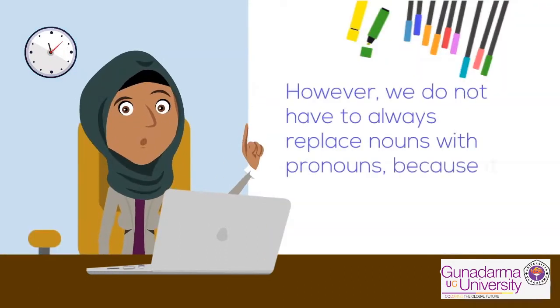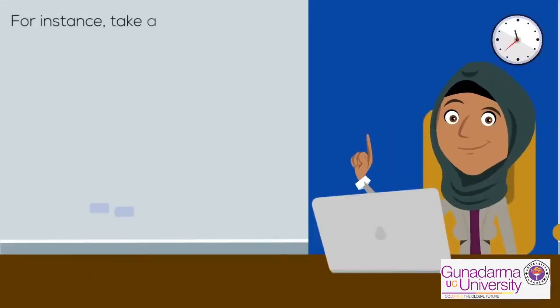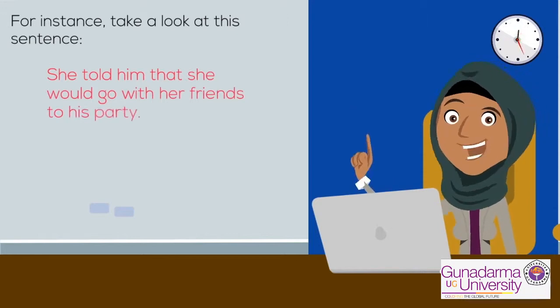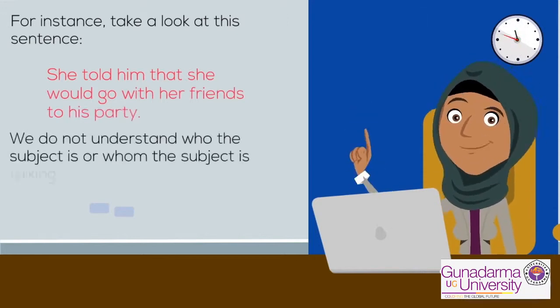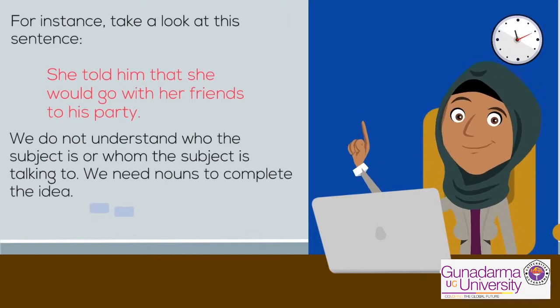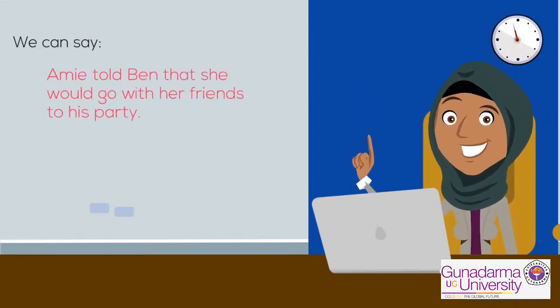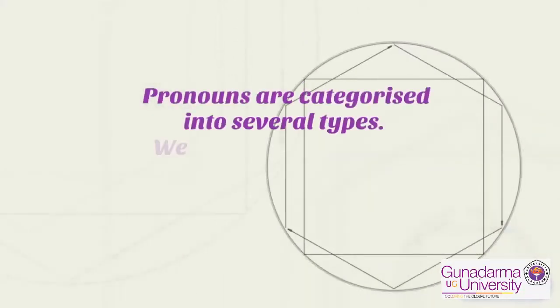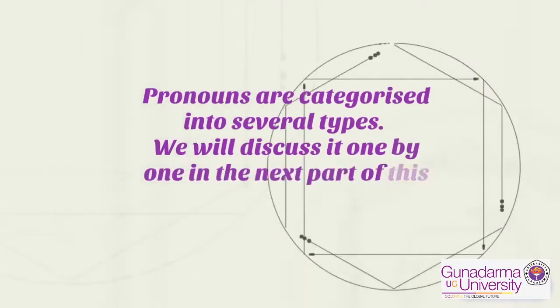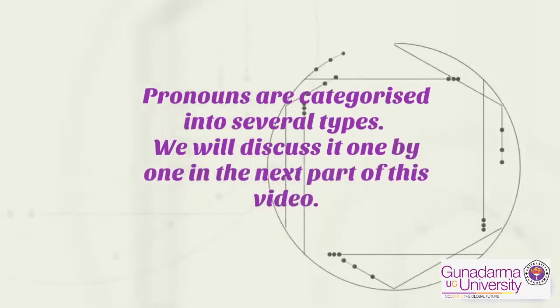However, we do not have to always replace nouns with pronouns because it will create confusion. For example, she told him that she would go with her friends to his party. We do not understand who the subject is or whom the subject is talking to. We need nouns to complete the idea. We can say, Amy told Ben that she would go with her friends to his party. Pronouns are categorized into several types. We will discuss them one by one in the next part of this video.